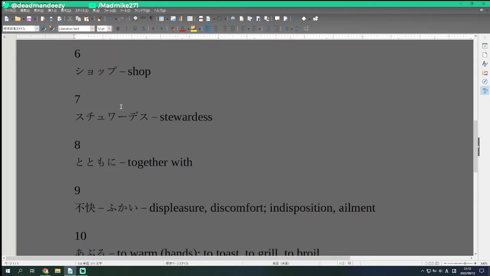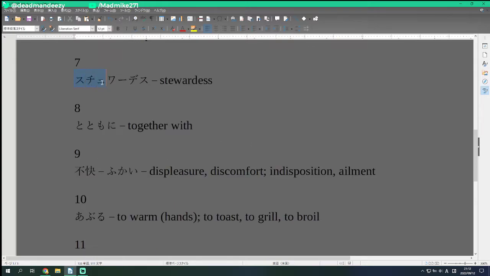Number 7 is, again, just katakana for suchuwaadesu. Suchuwaadesu is a stewardess.